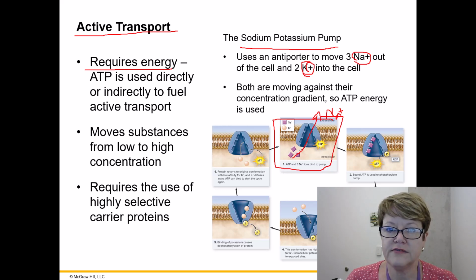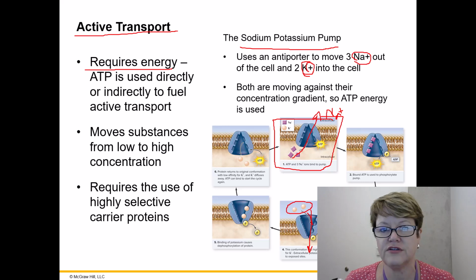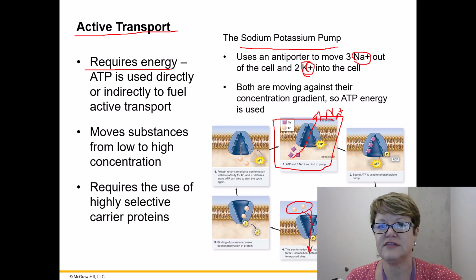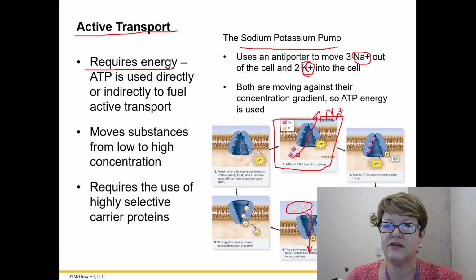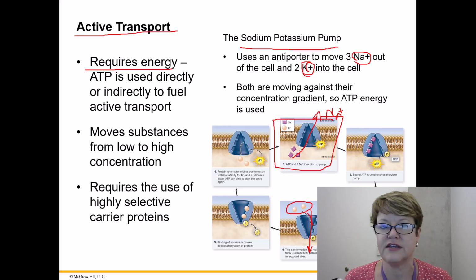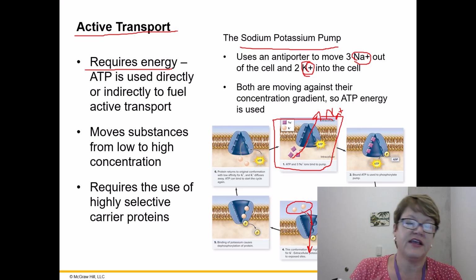Then when that sodium is released out of the cell, two potassiums come in and they're moved into the cell, but there's already a higher concentration of potassium inside the cell. And so both the sodium is moving against its gradient, which happens to be higher on the outside of the cell than on the inside, and the potassium is moving against its gradient because there's more potassium inside the cell than there is outside.